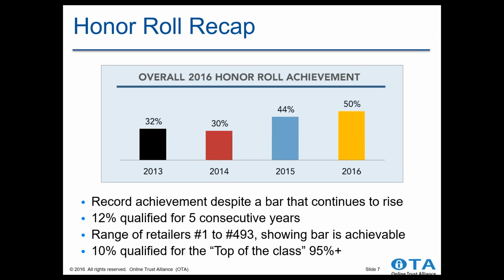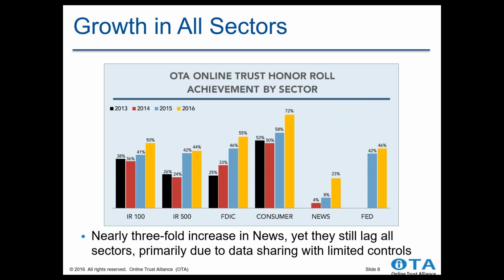And another aspect this year is we look a little deeper and we have what we call the top of the class. And basically those are sites that scored 95%, and 10% of the sites have made that this year. So that's a new criteria that we'll be measuring going forward. As we look at the honor roll, we also have tracked it over the years. And as we said, the average was 50% this year.